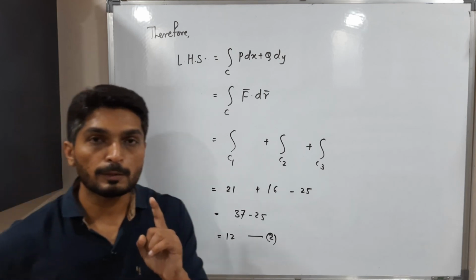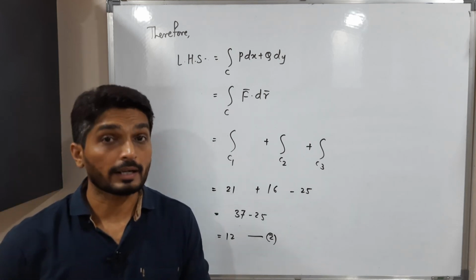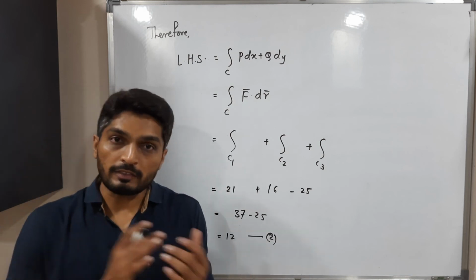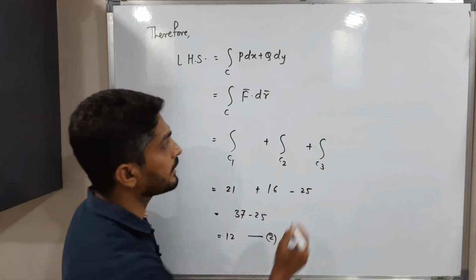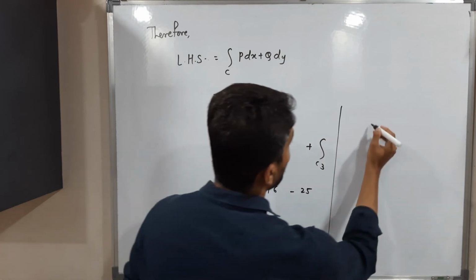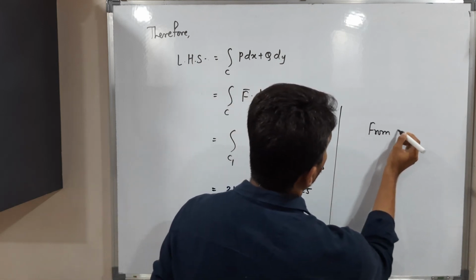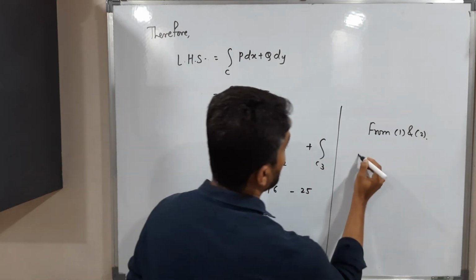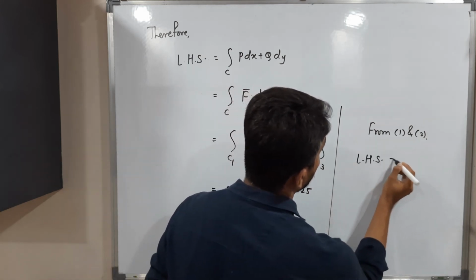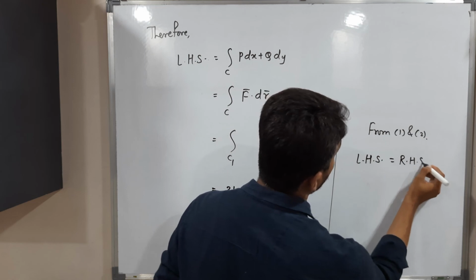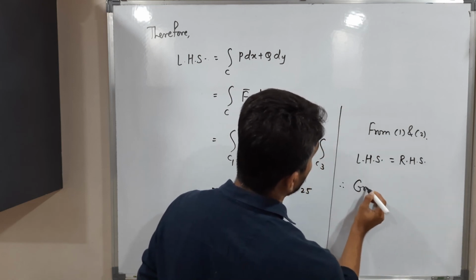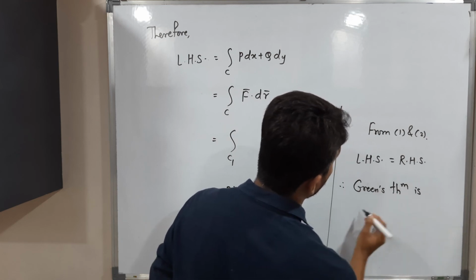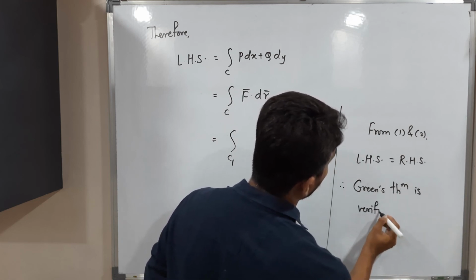In equation number 1, we got the value of the right hand side, it is 12. And in equation 2, we got the value of the left hand side, that is also 12. So from 1 and 2, see, both values are the same. So we can directly declare the left hand side is equal to the right hand side. And we proved it, so therefore we can say Green's theorem is verified. Getting? Green's theorem is verified here.